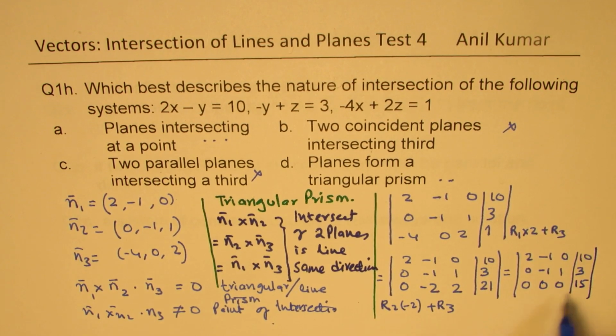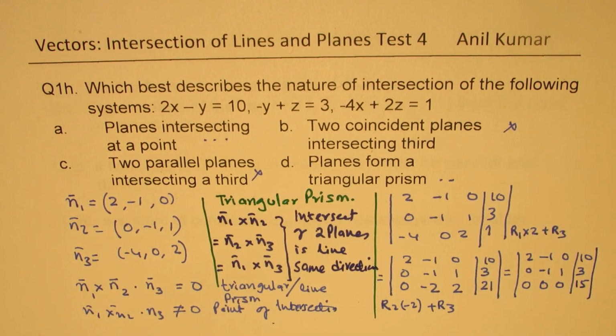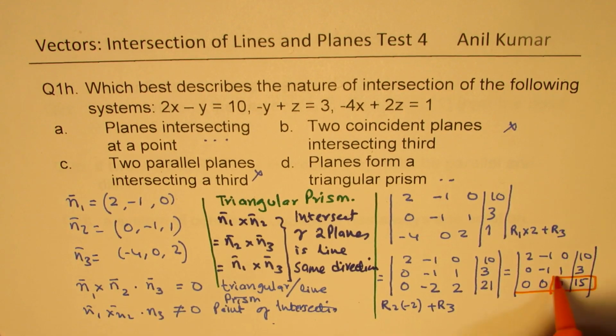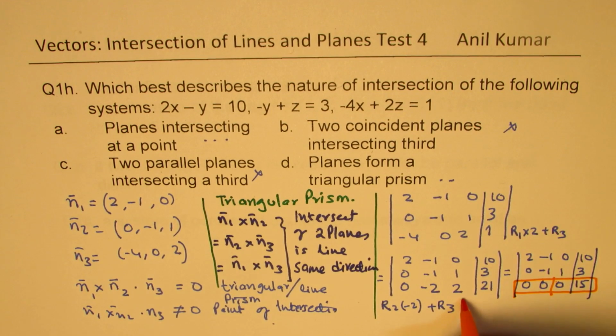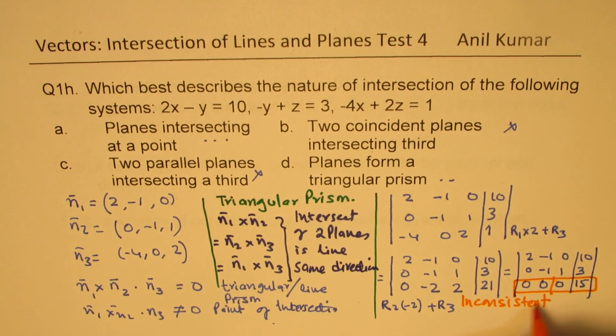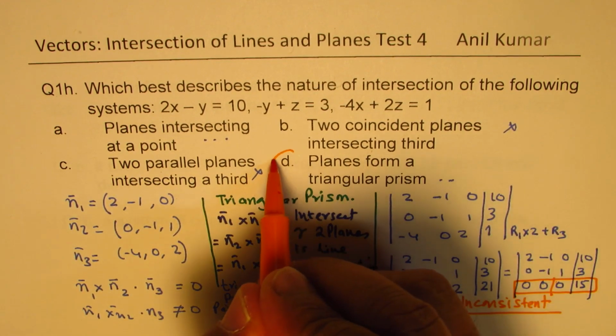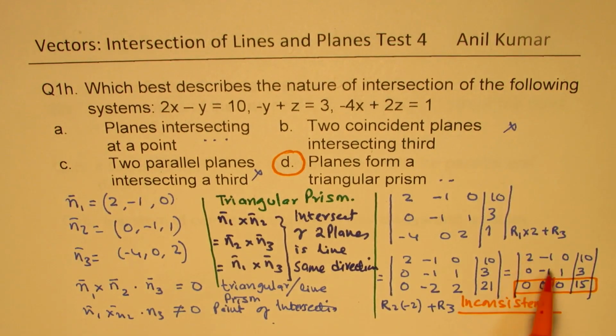Correct? So you get a state here which says 0 equals 15. Do you see that part? So that means the system is inconsistent. It is an inconsistent system, and so out of the given choices it becomes triangular prism. Both of them will intersect in a line and we get triangular prism as our right choice. Is that clear to you?